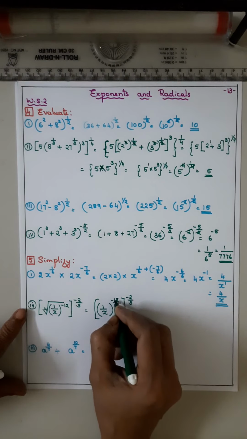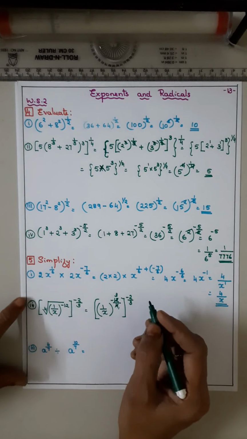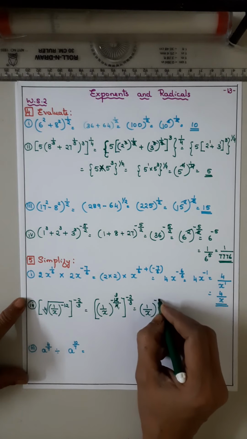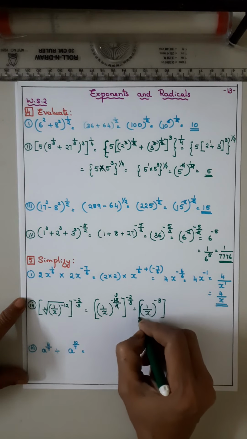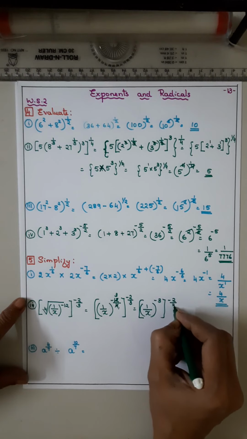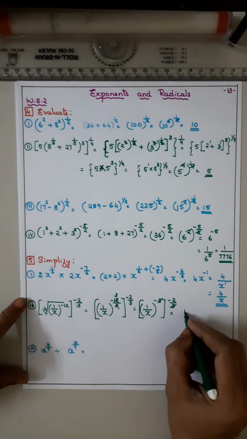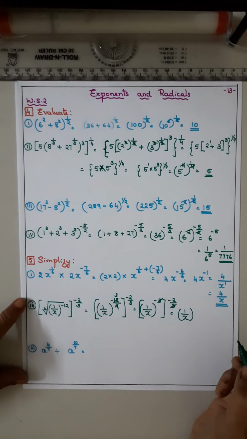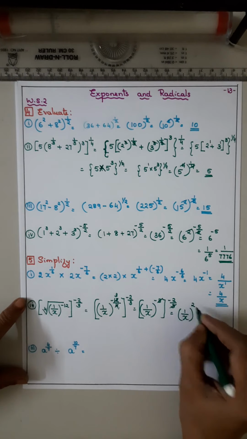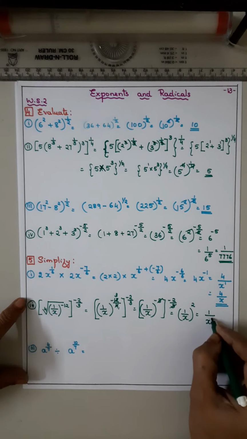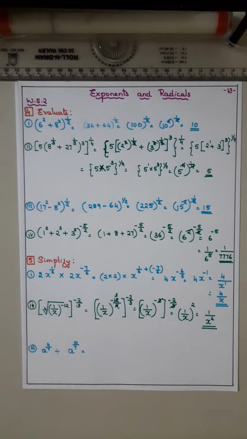Now 4 1s are 4, 3s are 12, so you got 1 by x to the power minus 3, and the square bracket minus 2 by 3. Now this 3 and 3 gets cancelled. So you got 1 by x, the whole power, minus minus becomes plus, so plus 2. So the answer is 1 by x square. Is it clear? Hope you are understanding this.